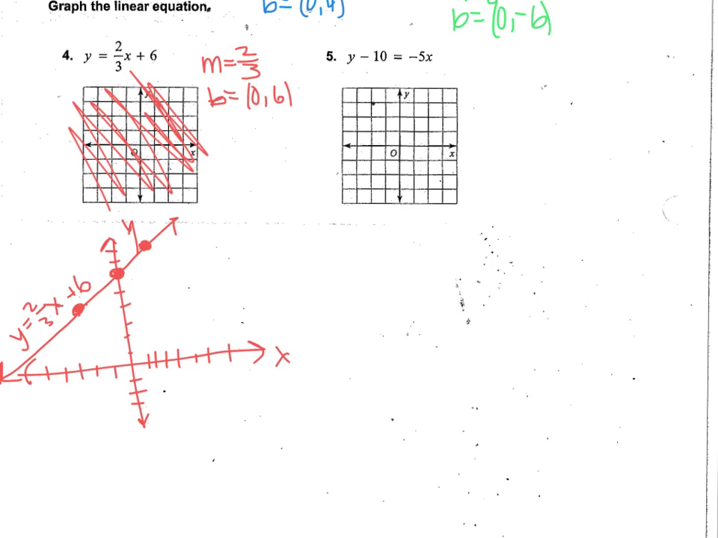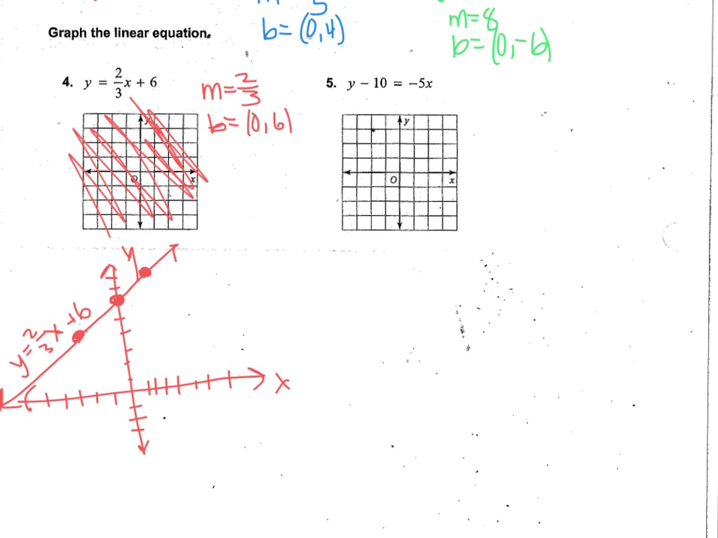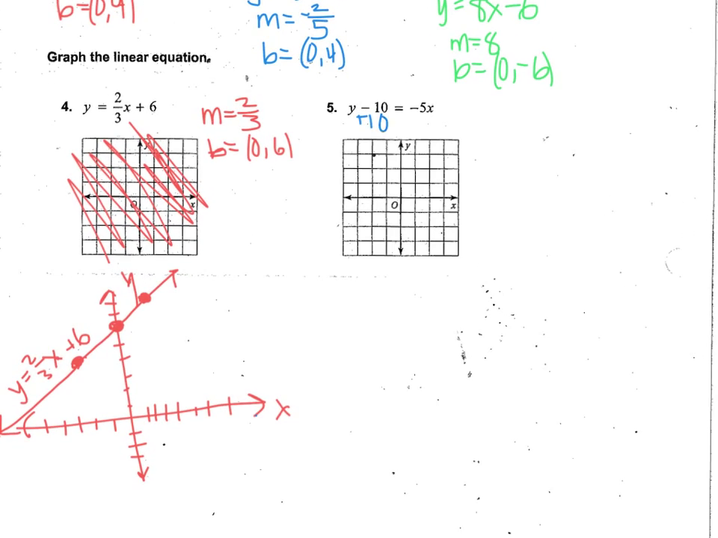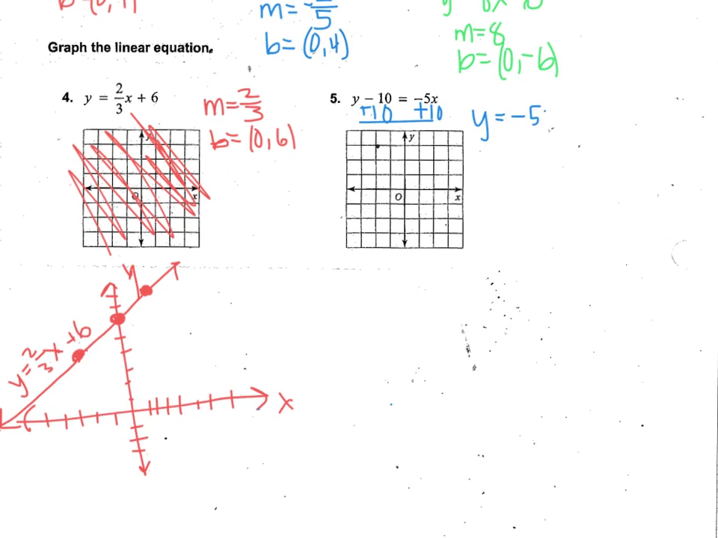All right, let's check out the next one. It's not in y equals mx plus b form because the y is not by itself, right? Y equals mx plus b. That's totally not what it looks like. So in order to do that, I need to move the 10 to the other side. So I'm going to add 10 to both sides, and the equation that I get is y equals negative 5x plus 10. So now it is in y equals mx plus b form. So now I can go and graph.